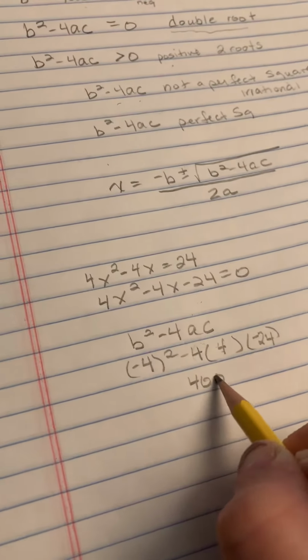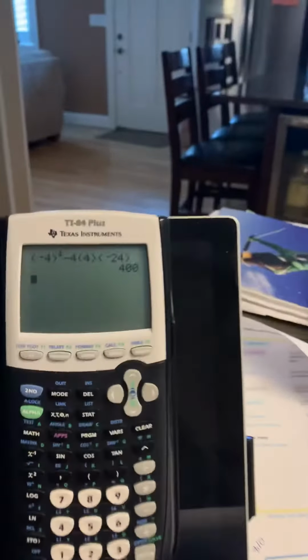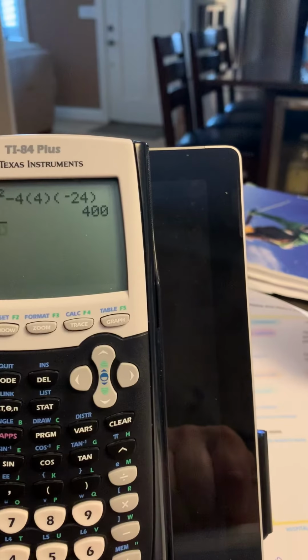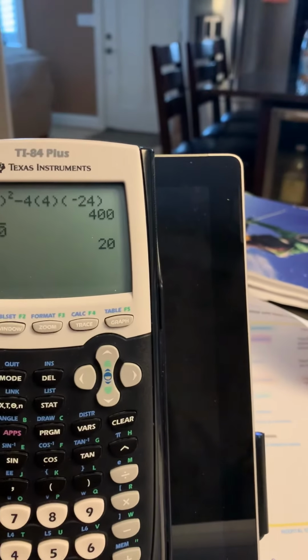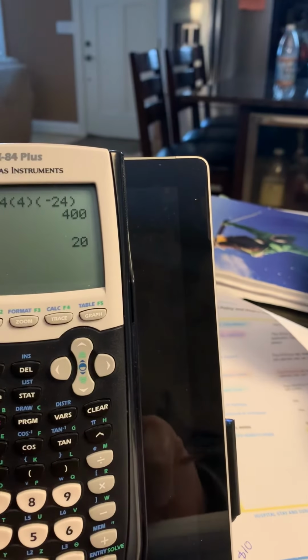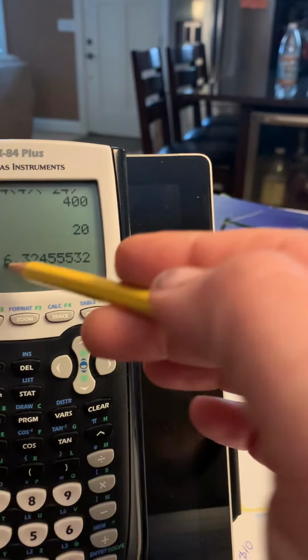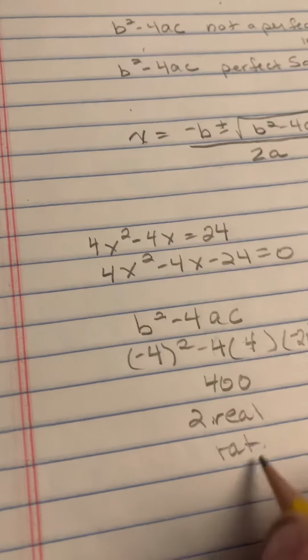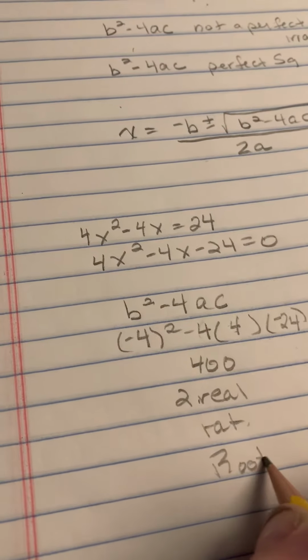So now 400 is actually a perfect square. And if you want to know whether or not it's a perfect square, just take the square root of it. If it terminates, it's a perfect square. If you take it of, let's say, 40, that's not a perfect square. Look what happens, okay? So this is a perfect square, so we should have 2 real rational roots, okay?